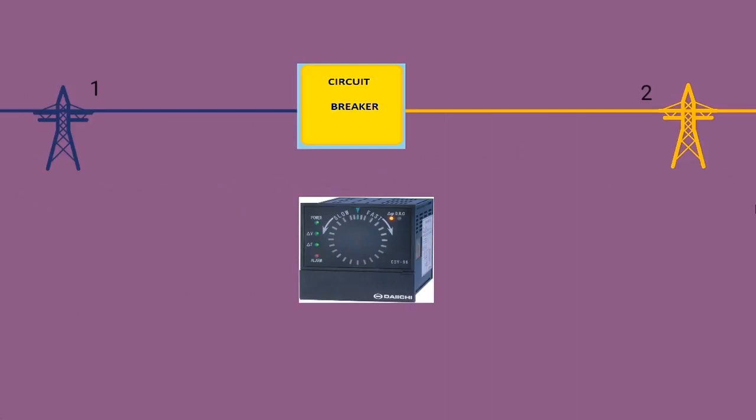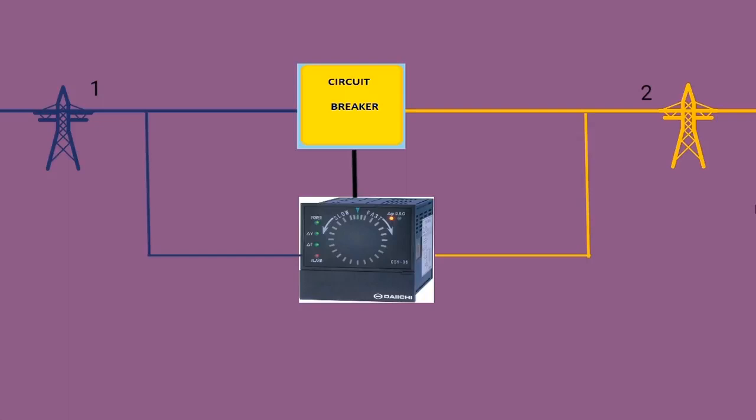Let us look into its working. Here there are two systems. One is a hydro system, two is a thermal system. These two lines should be interconnected through a relay which checks the synchronism between these two lines and sends the signal to the circuit breaker whether to connect the line for interconnection or wait for the synchronism.